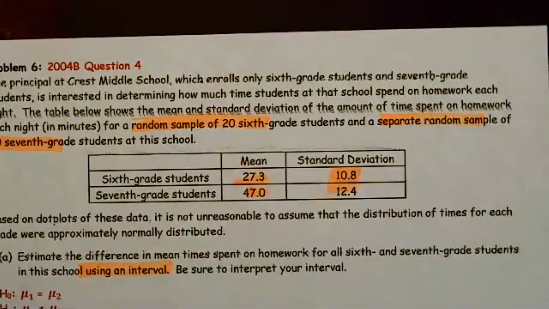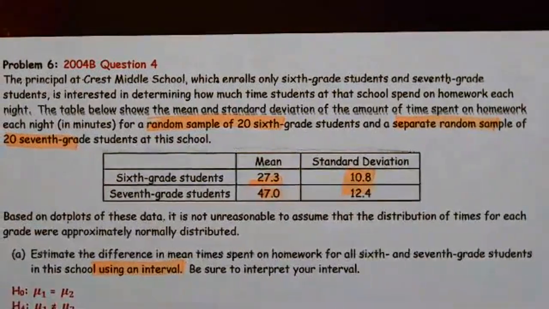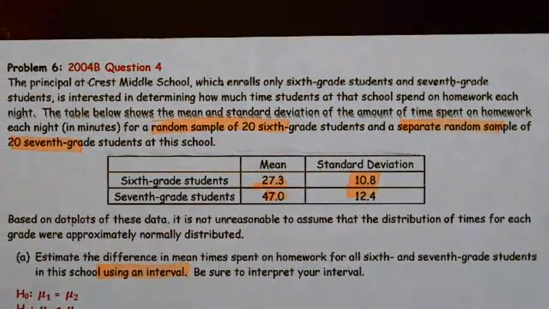All right, so last problem. Problem 6 is from 2004, Form B, and it's question 4. Again, this is the type of problem that I think is likely to, or has a high probability of being selected for this year's test.